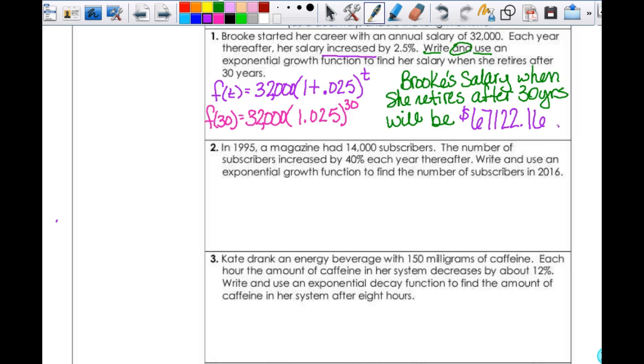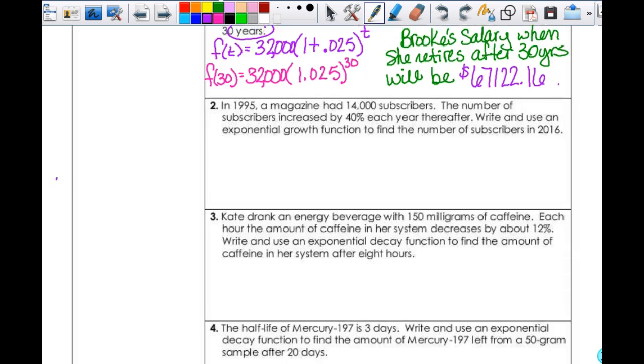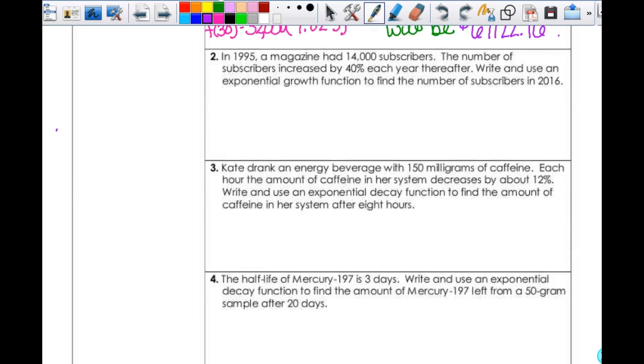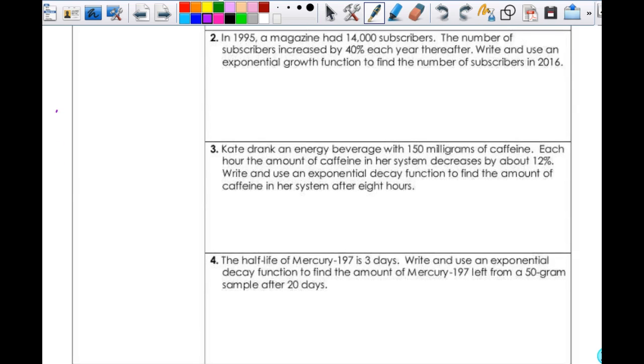All right. Good deal. So then let's look at the next one. Pay attention to this too. This says 30 years, and you want to make sure that each year is that percentage. Sometimes those two words don't match, and you got to do a little bit of converting in there, so be careful with that. All right, so in 1995, a magazine had 14,000 subscribers. The number of subscribers increased, which means I'm doing growth, right, by 40% each year thereafter. Write and use an exponential growth function to find the number of subscribers in 2016.